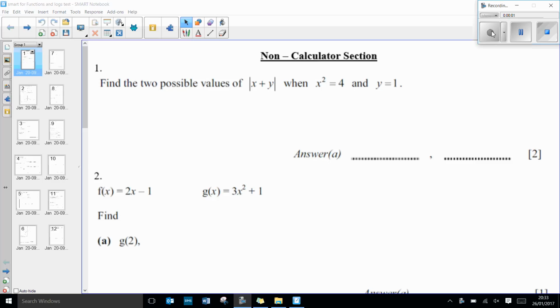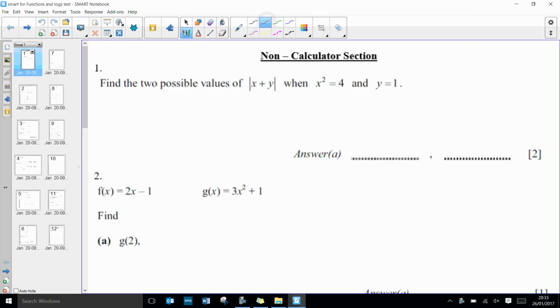Modulus of x plus y when x squared is 4 and y is 1. First piece of information we need to identify is that x squared equals 4, which means that x would equal plus or minus 2, taking the square root of both sides. Therefore we have two different options for x, one for y.